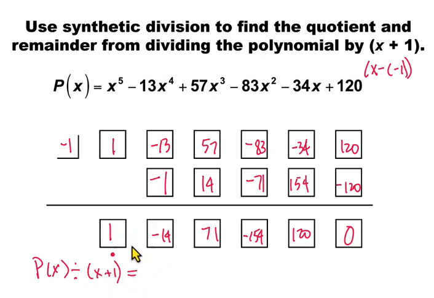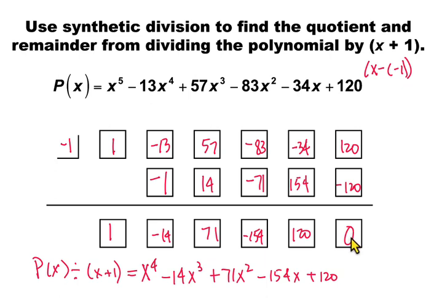equals, and these are the coefficients of the quotient, which is a polynomial of 1 degree less than the original polynomial. So we have x to the 4th minus 14x cubed plus 71x squared minus 154x plus 120. And there is no remainder since we have a 0 here.